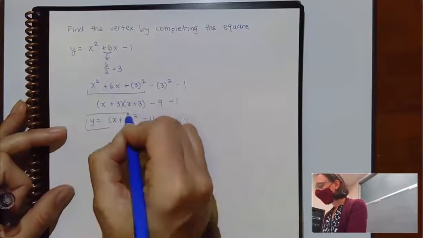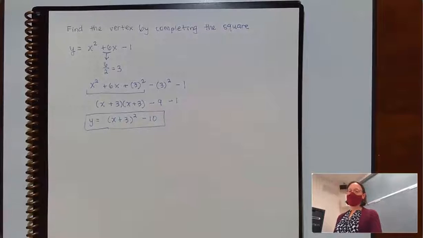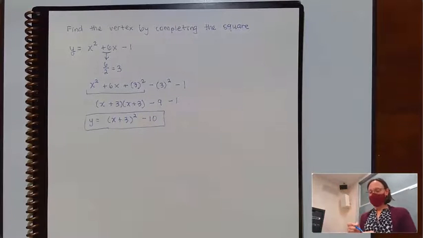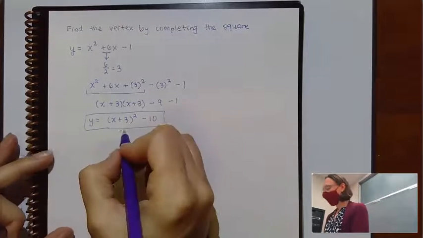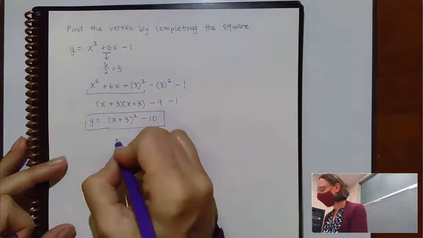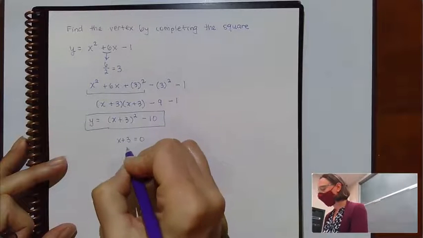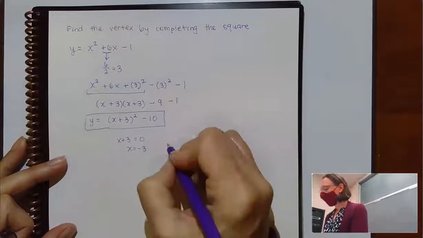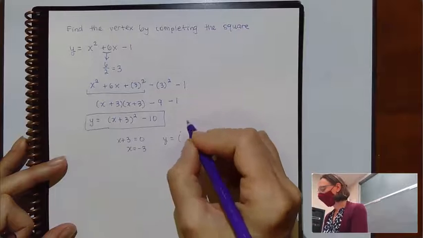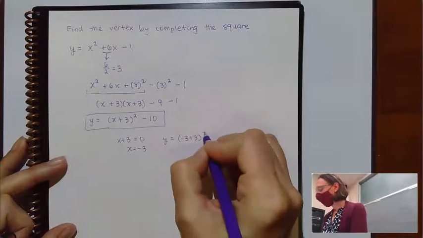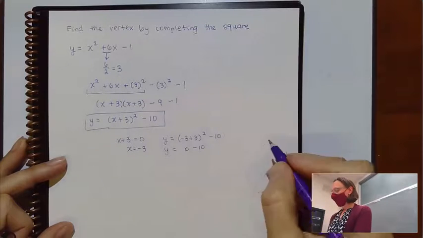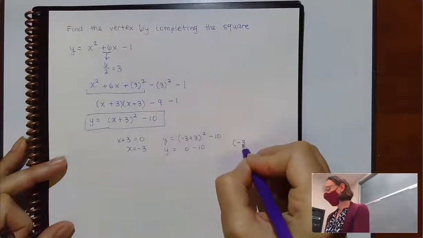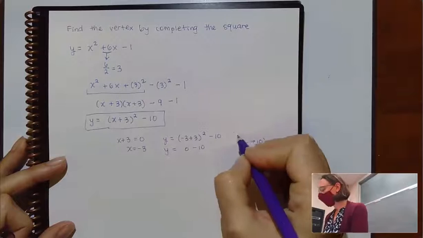So this put our parabola into vertex form. And then I can find the vertex. My preference is to take that part in parentheses, set that equal to 0, and then plug that in to get the y value. So our vertex is at -3, -10.